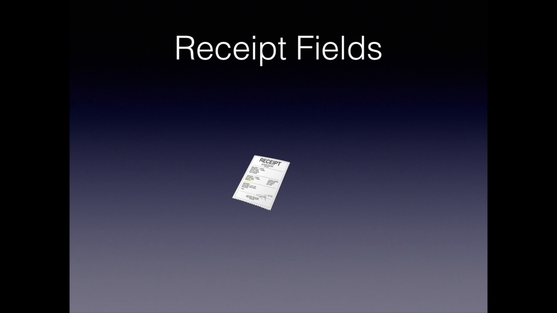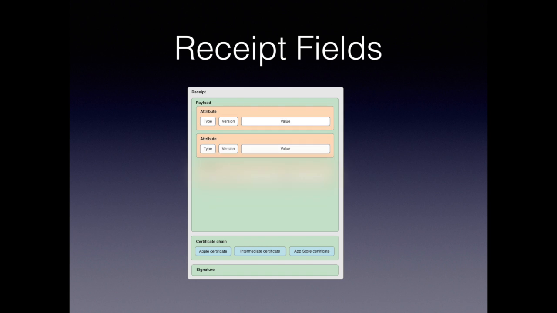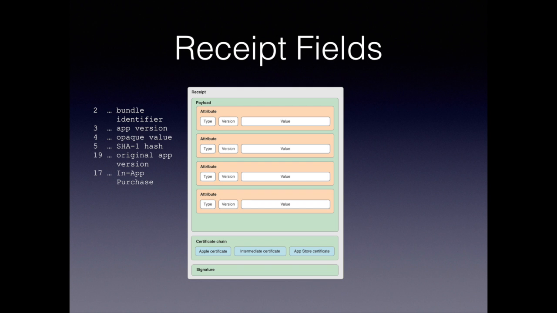So what fields are there? If you look at the entire binary file, of course there's the signature at the bottom. If you have the signature, you also have the intermediary certificates that allow you to validate the signature, and then there's the payload. The payload is again a binary blob, which you can parse as ASN.1, and there you have multiple fields, and the structure is always the same. You have a type, which is a number, a version, which is a number, and then a value, which is data. Some of the useful fields in there are the bundle identifier, app version, and so on.